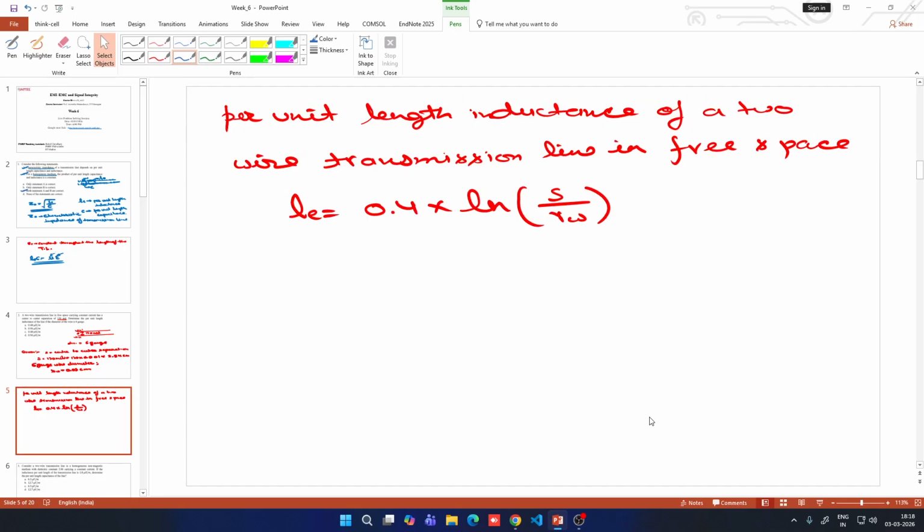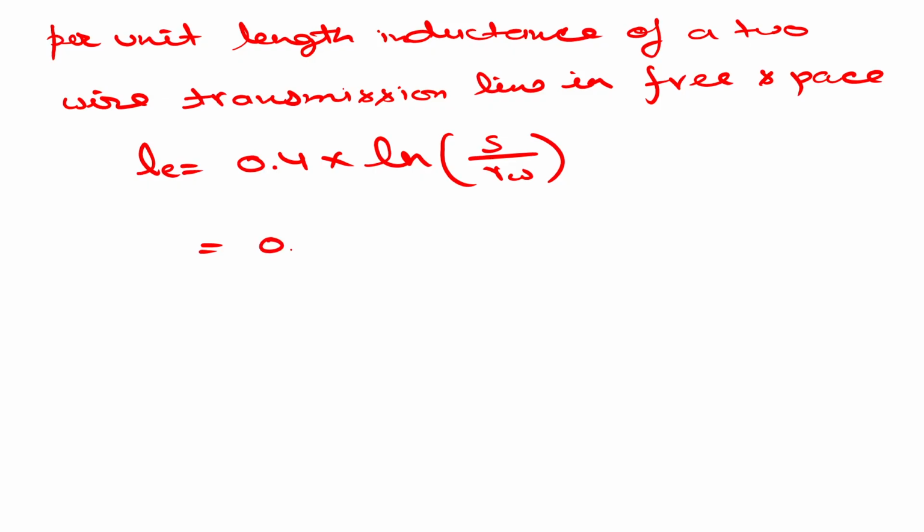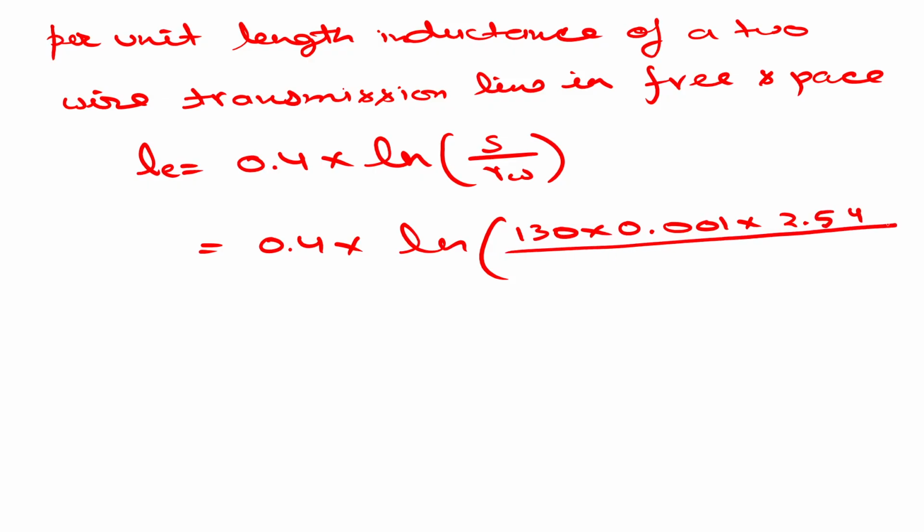Okay, I hope you guys are able to solve it. I will also solve it here. So 0.4 into ln S is given in mils, so we have converted into centimeters, which is 130 into 0.001 into 2.54. Since both I have converted into centimeters, I am not converting them into meters, I am directly writing them in centimeters because it's a ratio and both are in centimeters. So this radius of wire is in centimeters, it is 0.03.